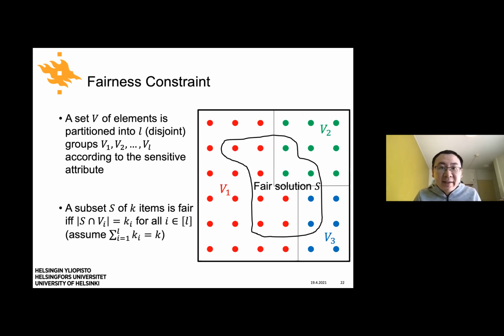We define the fairness constraint for the data summarization problem. We consider the ground set V of elements can be partitioned into L disjoint groups, V1 to VL, according to some sensitive attribute. And we require a fair solution as the data summary. Here, we consider a subset S to be fair if and only if it contains a specific number of elements from each group.